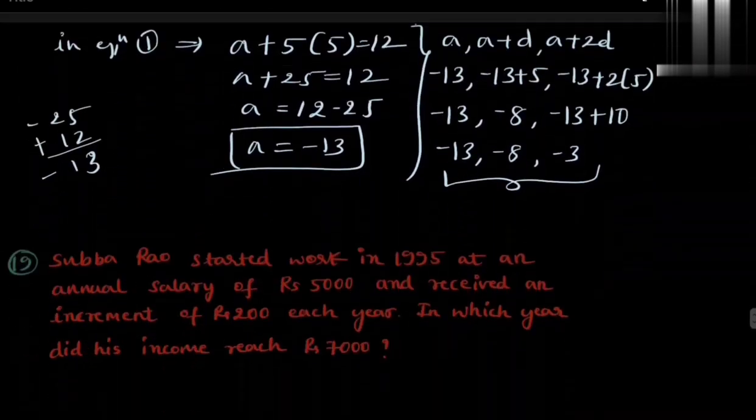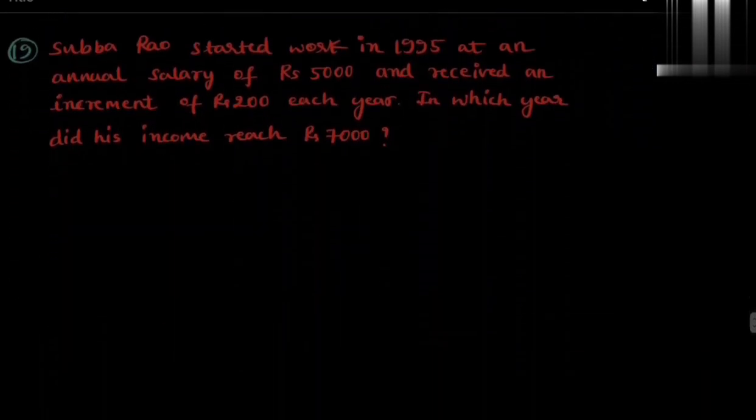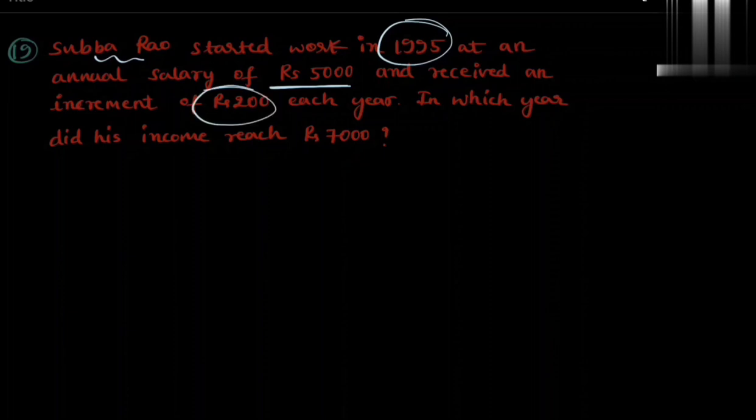So move on to the 19th question. Subbarao started work in 1995 at an annual salary of rupees 5,000 and received an increment of rupees 200 each year. So every year he receives an increment of rupees 200. In which year did his income reach rupees 7,000?